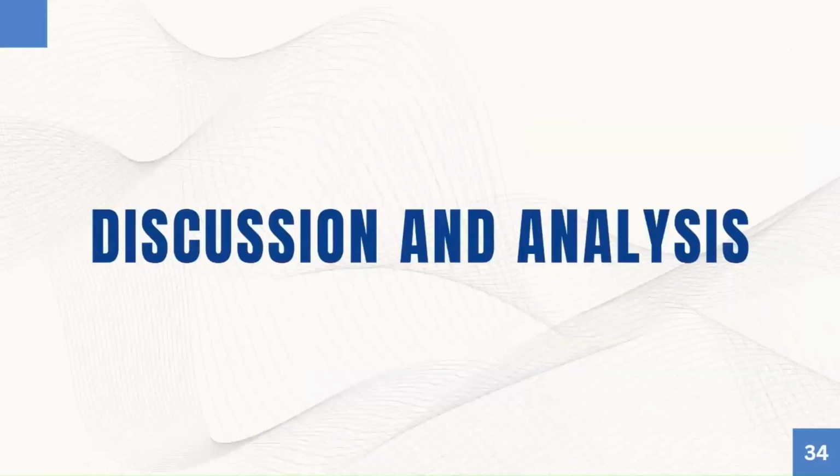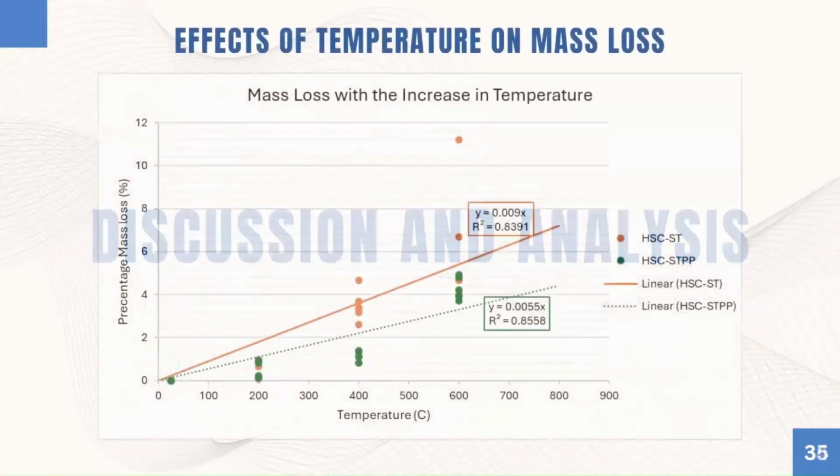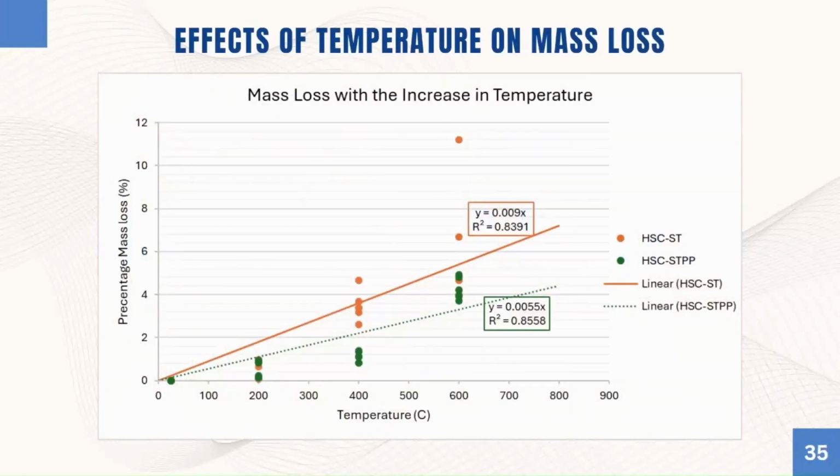Now, moving on to the discussion and analysis of results, we'll start off with the effects of temperature on masses, as presented. The polypropylene steel fiber mix design had extremely lower mass losses compared to the steel-only mix design. However, both of them showed a linear relationship in the reduction of mass with increase in temperature.